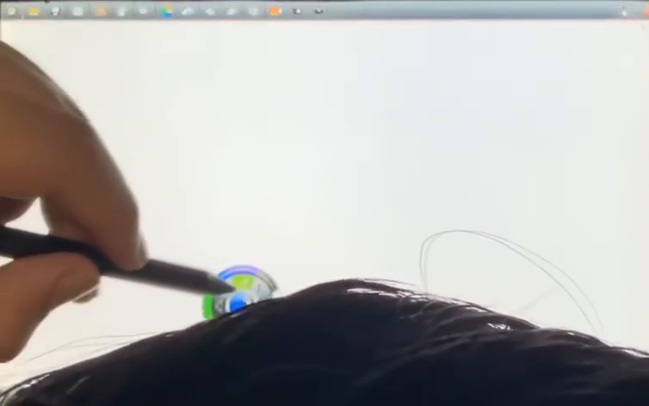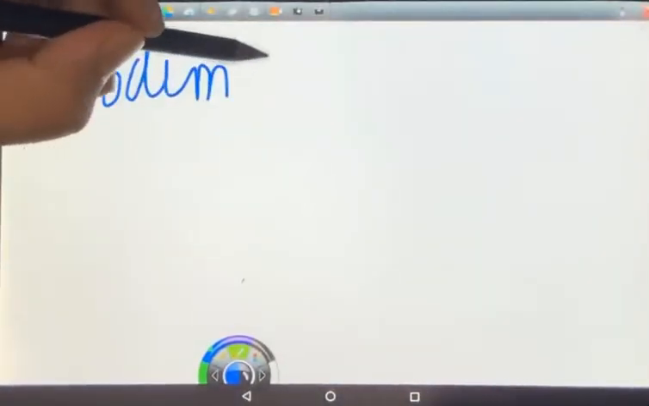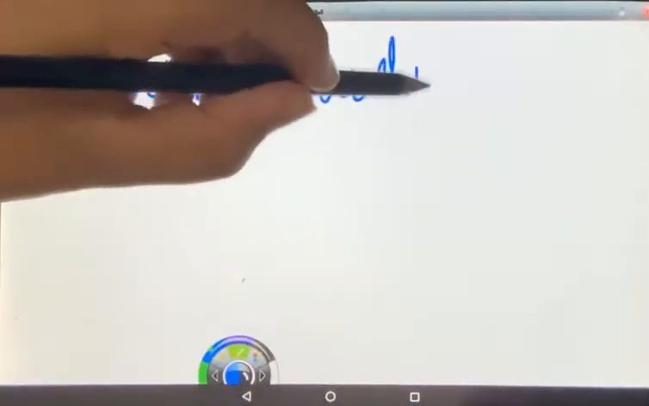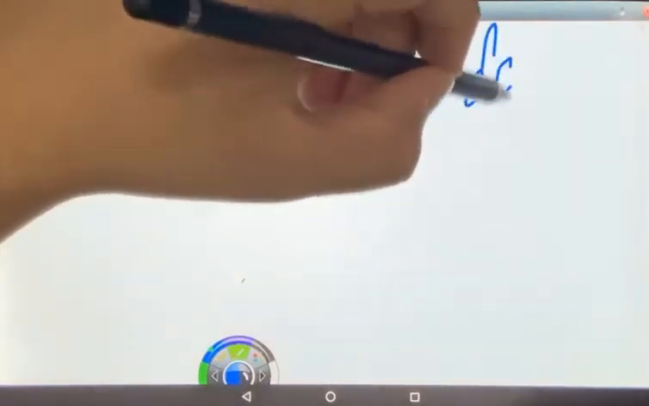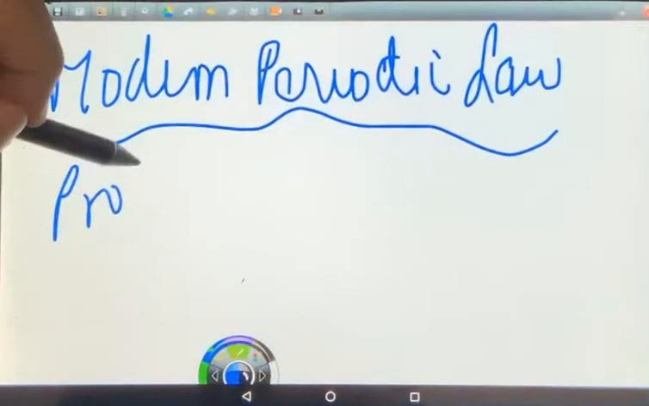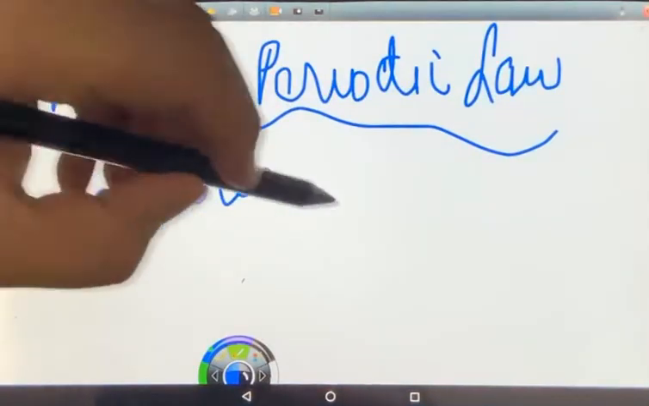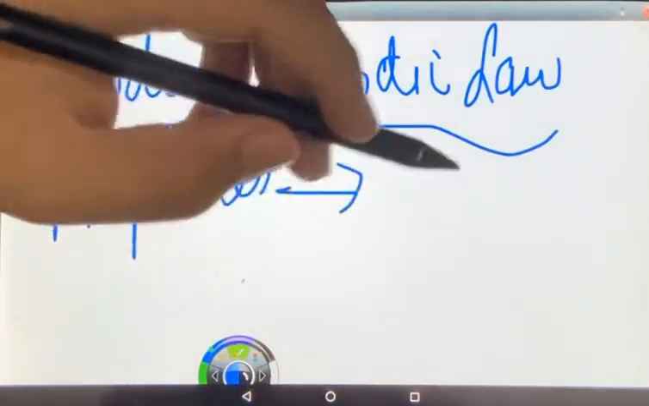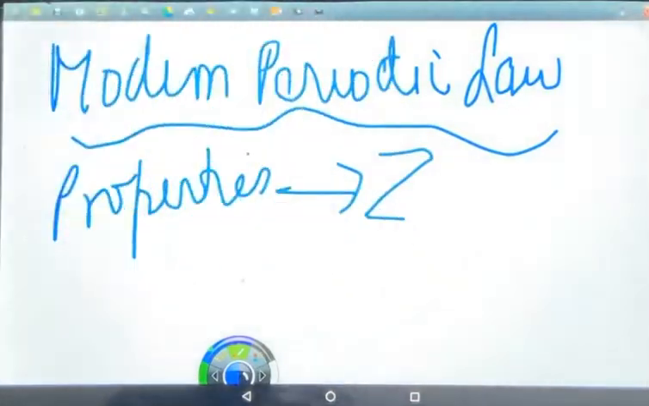It is called the modern periodic law. Now what does this law state? That the properties of an element are a periodic function of, or depend on, the atomic number, which is Z.